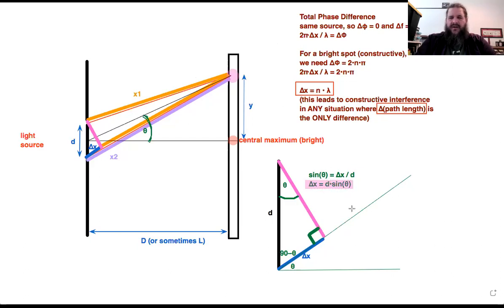from the geometry involved. But we also know from our analysis of interference that delta x has to be a whole number of wavelengths in order to get constructive interference. What can we do with those different delta x formulas? If you've got two different formulas for delta x, what can you do with those? Yeah, set them equal to each other. So to get constructive interference, we need d times sine theta to equal a whole number of wavelengths.